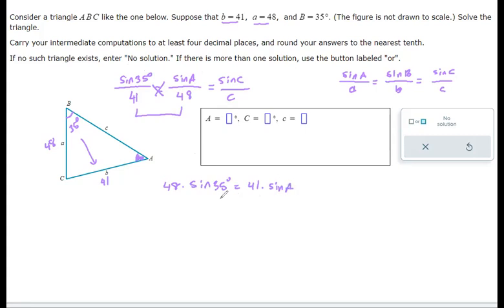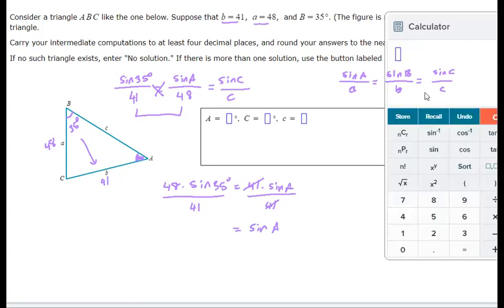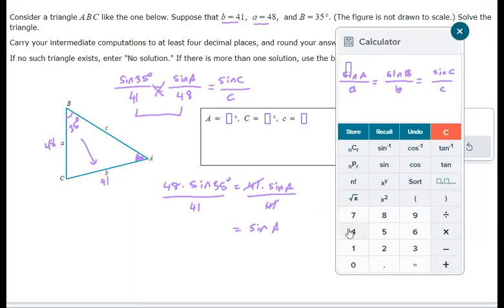The goal is to get the angle A, so we can divide both sides by 41 to cancel this 41. So that is divided by 41, so these will cancel. This is something we can simplify if you want to, and then this is going to be equal to sine A. Let's go ahead and do that: 48 times sine 35 degrees, and then divided by 41.